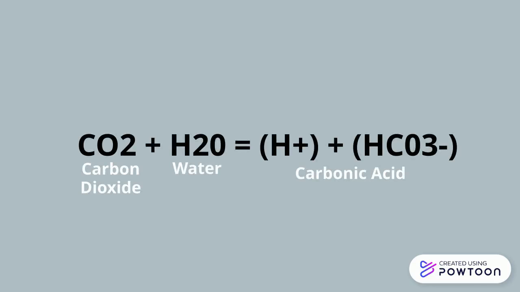The chemical reaction that causes the decrease in pH involves the combination of CO2 and H2O. This forms carbonic acid. The carbonic acid causes a decrease in the ocean's pH. The decrease in pH ultimately makes the ocean more acidic.